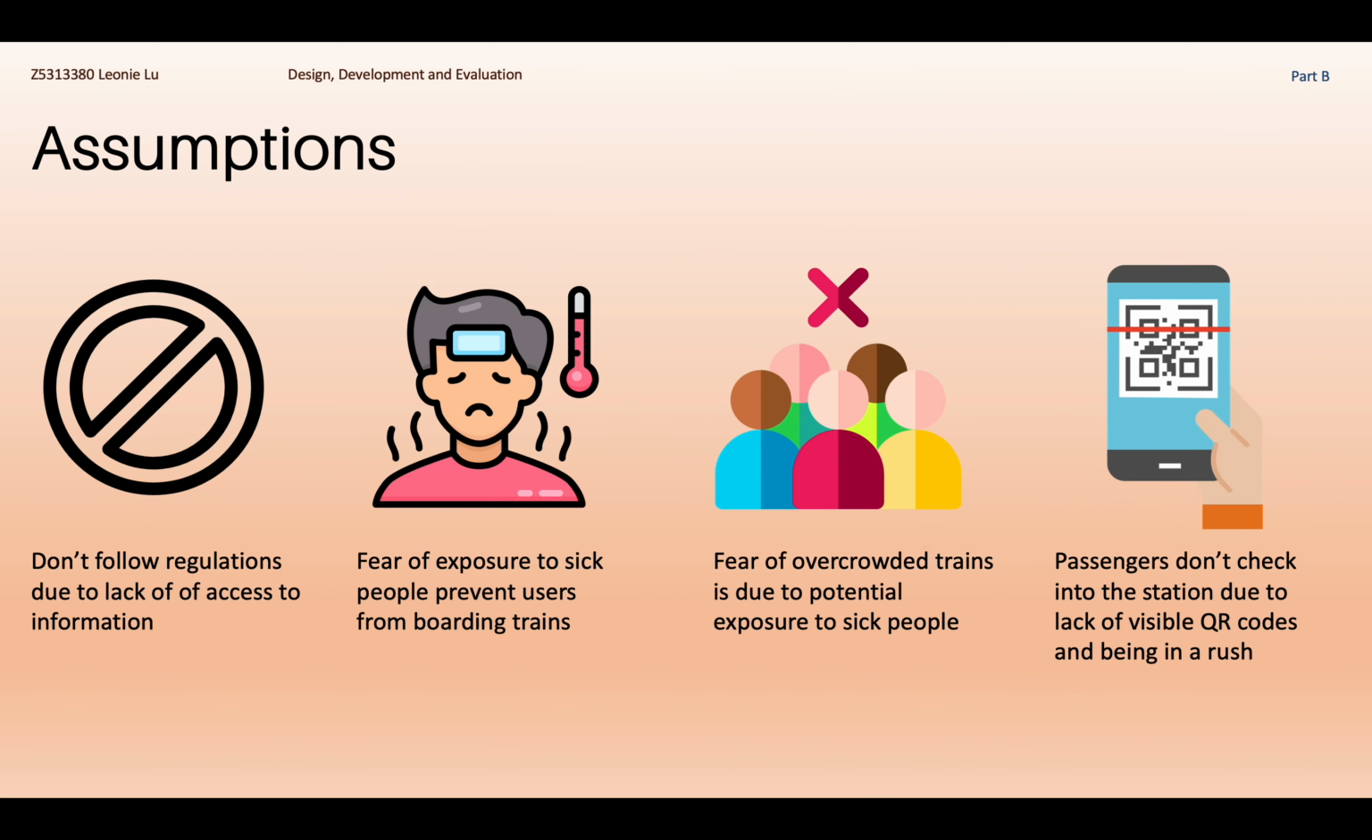Drawing from my user research, my assumptions include that passengers don't follow regulations due to lack of access to information, fear of exposure to sick people prevents users from boarding trains, overcrowded trains cause fear, and passengers don't check into the station due to lack of visible QR codes.